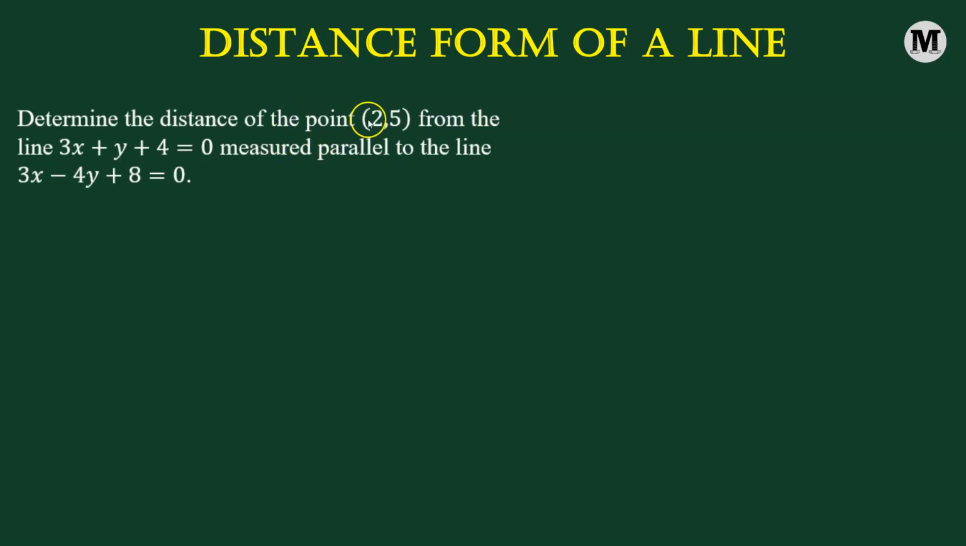Determine the distance of the point having coordinates (2, 5) from the line 3x + y + 4 = 0 measured parallel to the line 3x - 4y + 8 = 0.